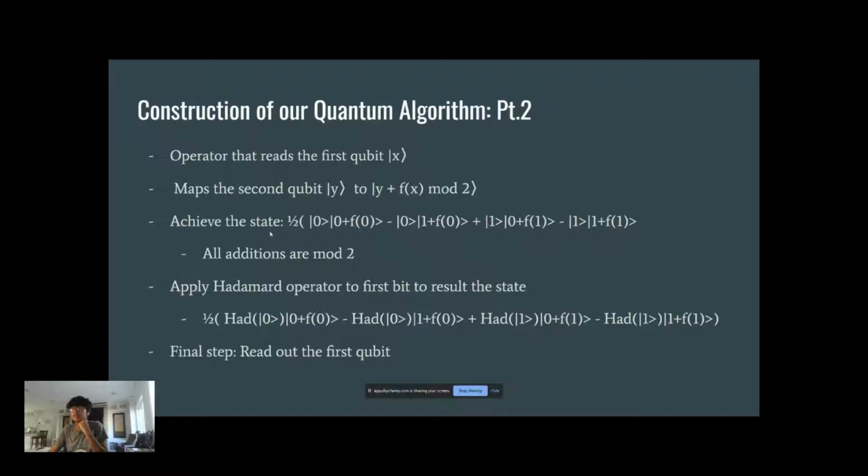Now, the construction of our quantum algorithm for part 2 is that the operator that reads the first qubit of x gets mapped by the second qubit of y to get y plus f of x modulo 2.